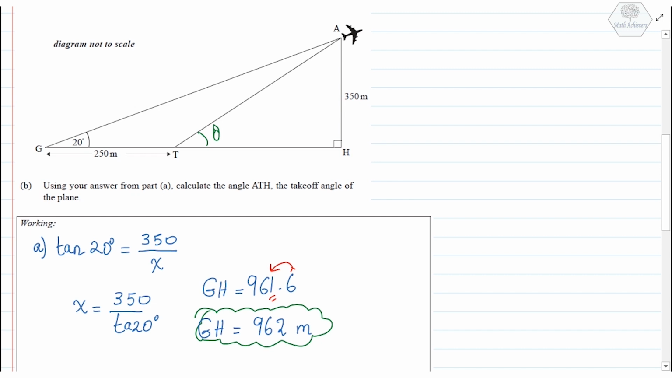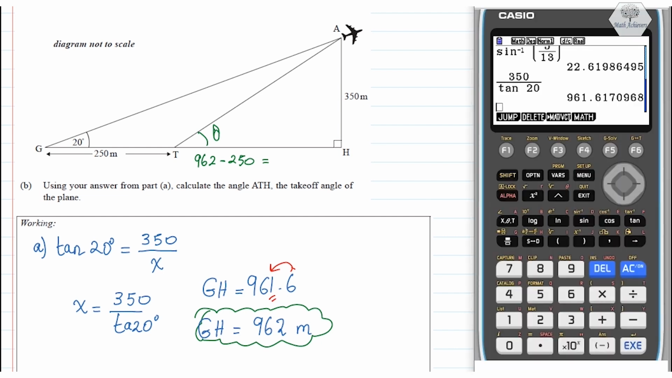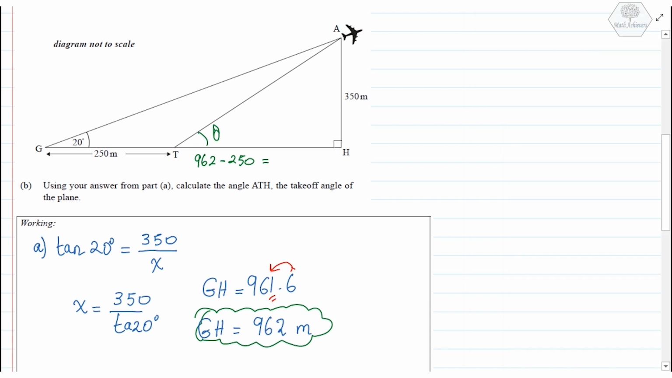Now I know GH. So this value TH would be GH minus the 250. So this is 962 minus 250. And this is equal to, we use our graphical display calculator, 962 minus 250. So it would be equal to 712. This side is 712. And I want to find theta.